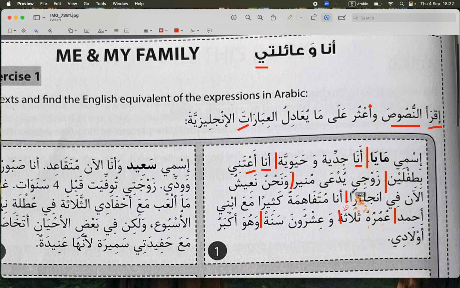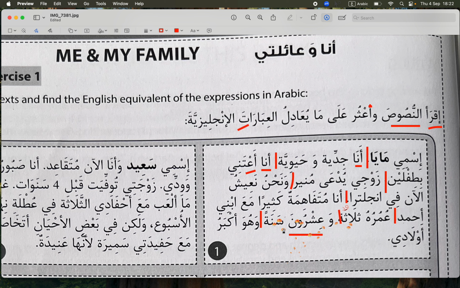Here, this ya is a possessive pronoun. And here we again have another possessive pronoun, which is the ha. So, عمره, his age is ثلاث and 20, so 3 and 20, okay, is 23. Sana here is used in the single form.